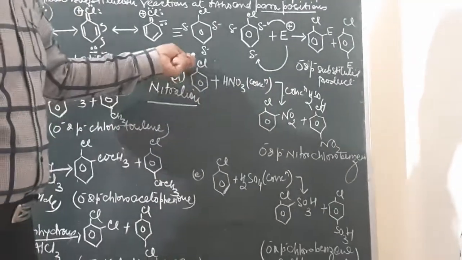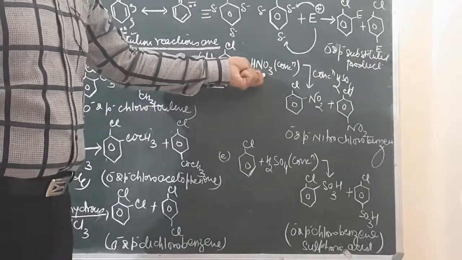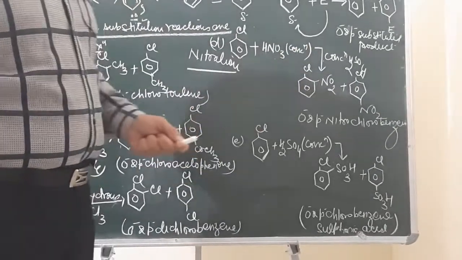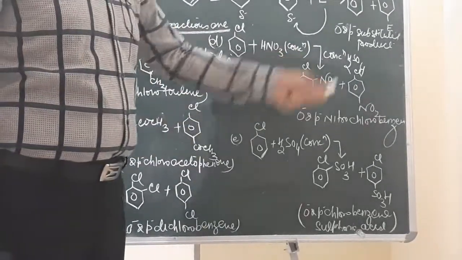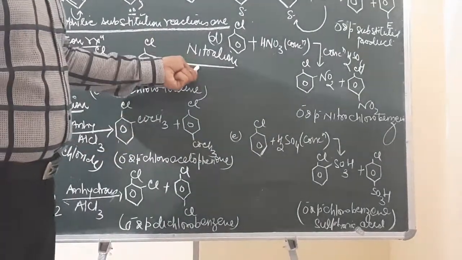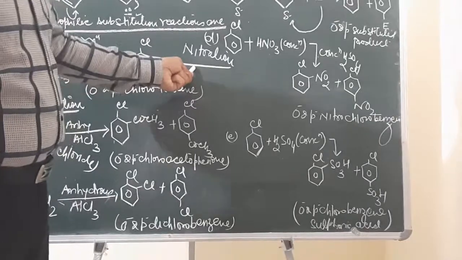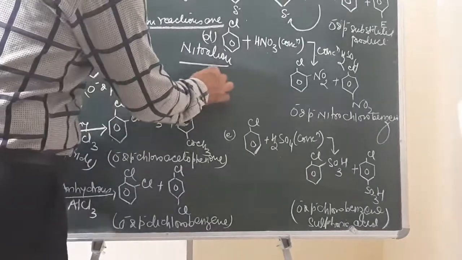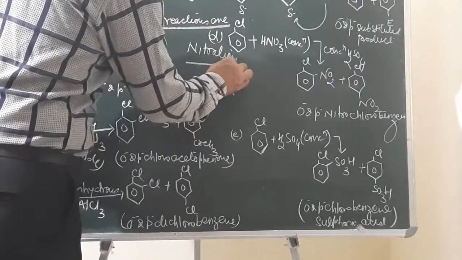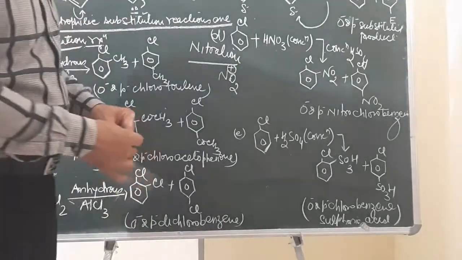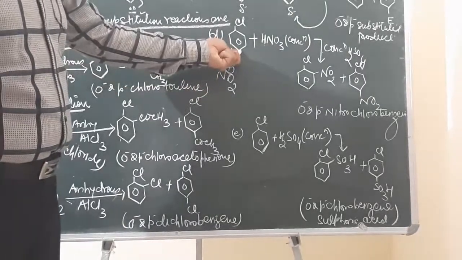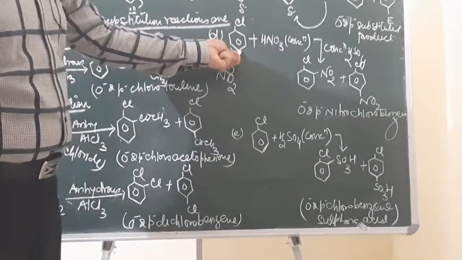So chlorobenzene, when it reacts with concentrated nitric acid in presence of concentrated sulfuric acid, it will result in the formation of ortho and para-chloronitrobenzene. What mechanism? Electrophilic substitution reaction mechanism. Name the electrophile over here. The electrophile in this case will be NO2 positive. All these are 1 mark questions in the board examination. Name the electrophile in this reaction: NO2 positive. Name the mechanism: electrophilic substitution reaction mechanism.